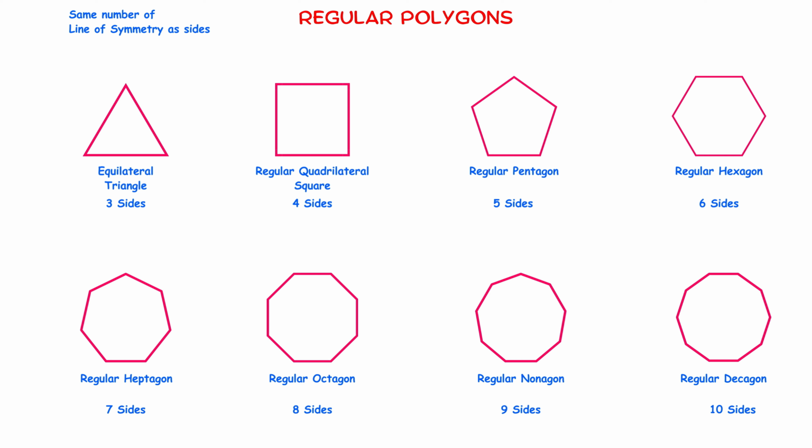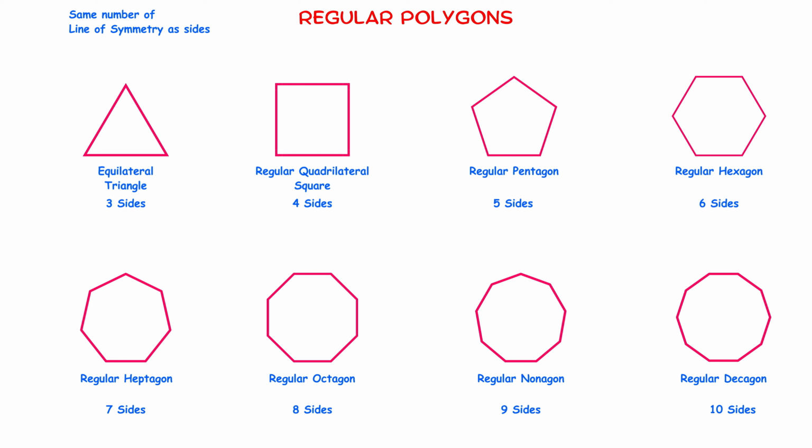One of the interesting and consistent features of regular polygons is that the number of lines of symmetry is always equal to the number of sides the polygon has. For example, a regular triangle with 3 sides has 3 lines of symmetry, and a regular hexagon with 6 sides has 6 lines of symmetry. This same pattern applies to all regular polygons regardless of how many sides they have.